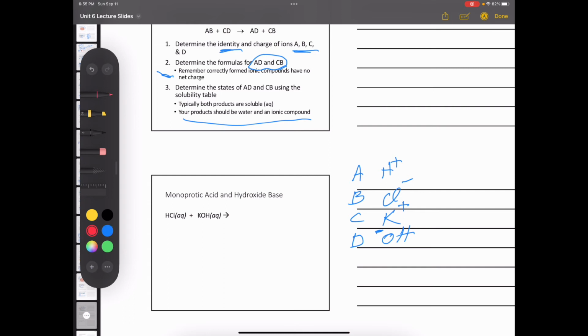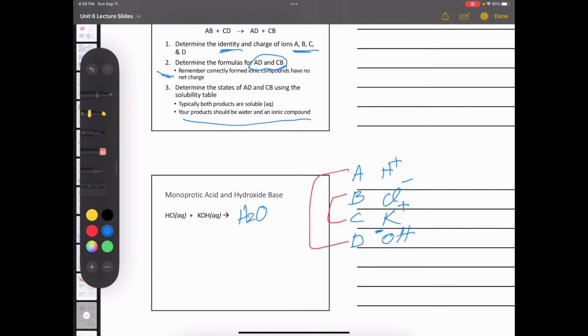Now let's do the double displacement. B is going to bond with C, and A and D will form a new bond. So my products would look like this. A and D would look like HOH, but I can write this as H2O. In the exam, I prefer that you write it as H2O, but if you write it as HOH, I'll still take it and I will not deduct any points, so I don't want you to be concerned about that.